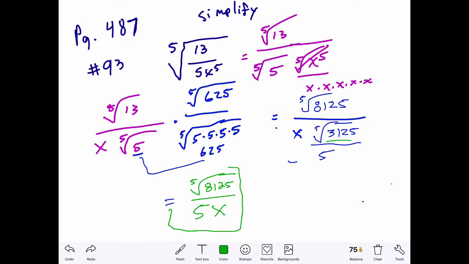We have no radical in the denominator here. We rationalized in this step here by multiplying by the 5th root of 625 over the 5th root of 625. And I knew I needed 625 because I needed 4 more 5s to get me to 5 5s. And then I could take the 5th root of 5 to the 5th, which is just 5. Okay, and that finally lets me escape this 5 here. And then I did it top and bottom, and I'm left with the 5th root of 8,125 over 5x.